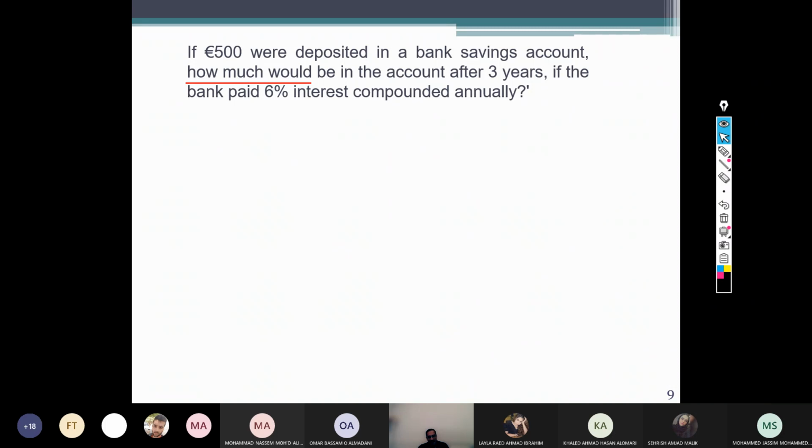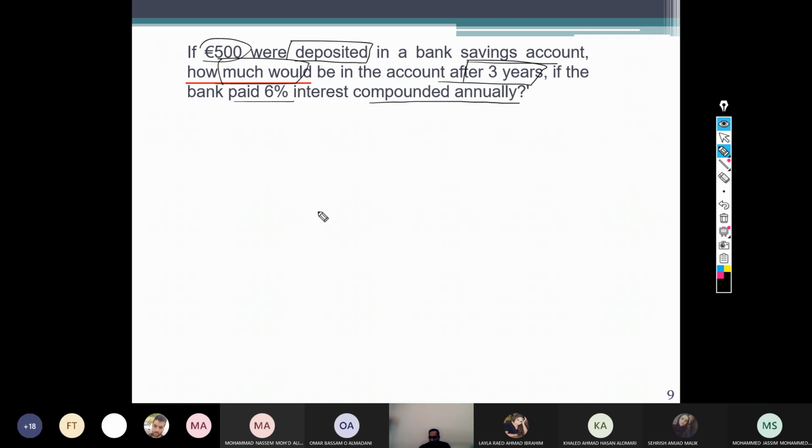Now, here is a good problem. We will start with it, and then we can make sure we understand. Okay, guys. Now it says if 500 euros were deposited in a bank savings account, how much would be in the account after 3 years, if the bank pays 6% compounded annually.